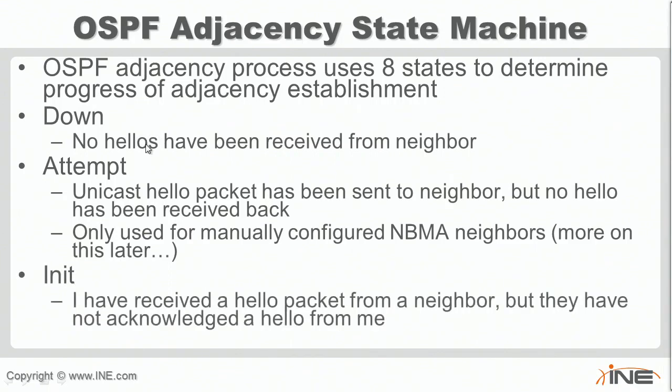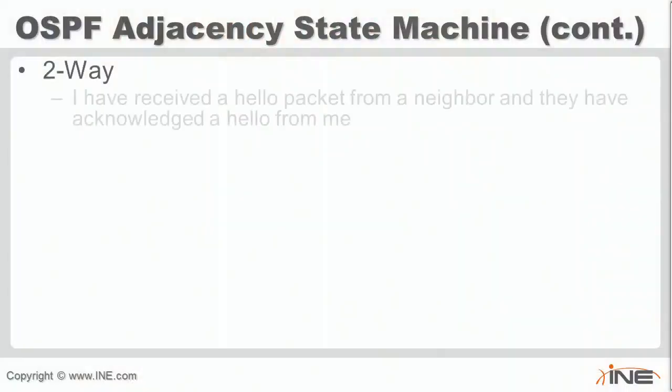The other one is going to be the init state, which says that I've received a hello packet from the neighbor, but I don't know that they actually got my packet. This is the one where they first realize that there's another neighbor on the segment, that we're going to try to now initialize the OSPF process. This is when I would hear a hello from you, but I don't know that you've gotten my hellos yet. The way we figure that out is by going to what's known as the two-way state.